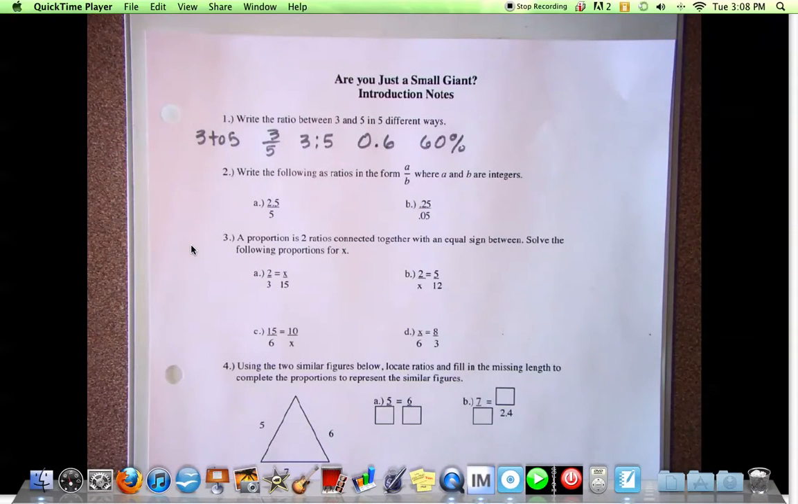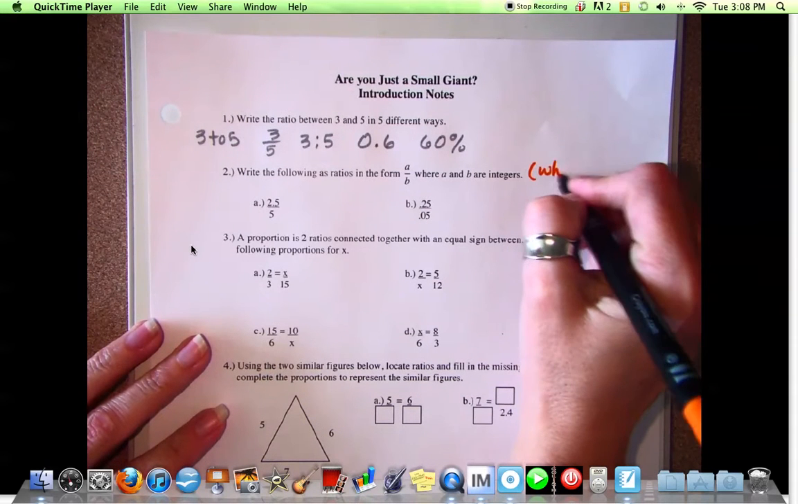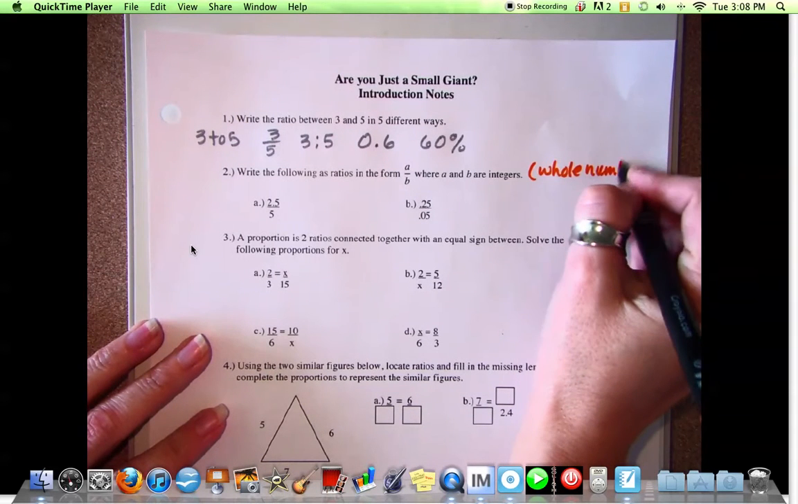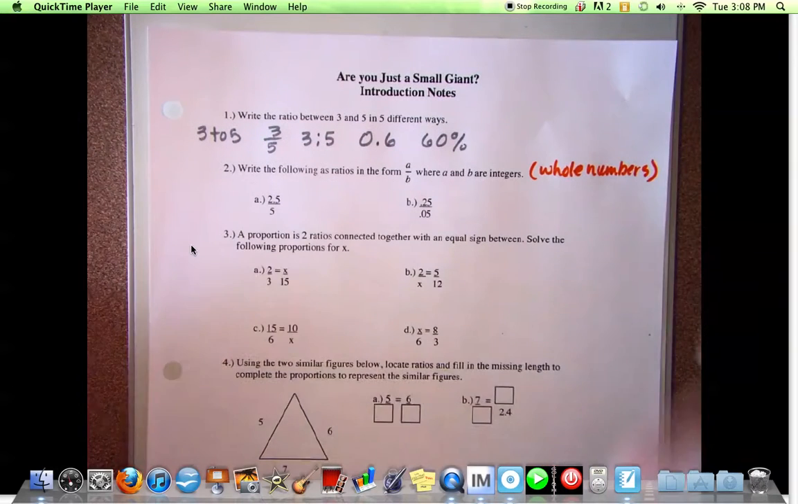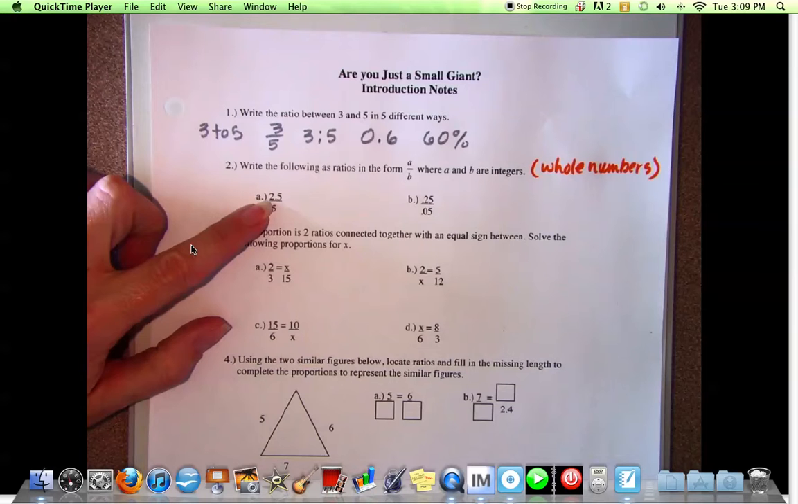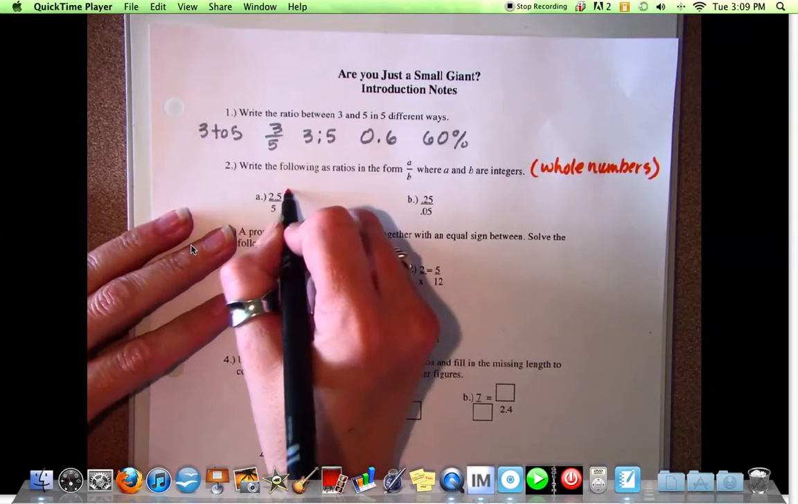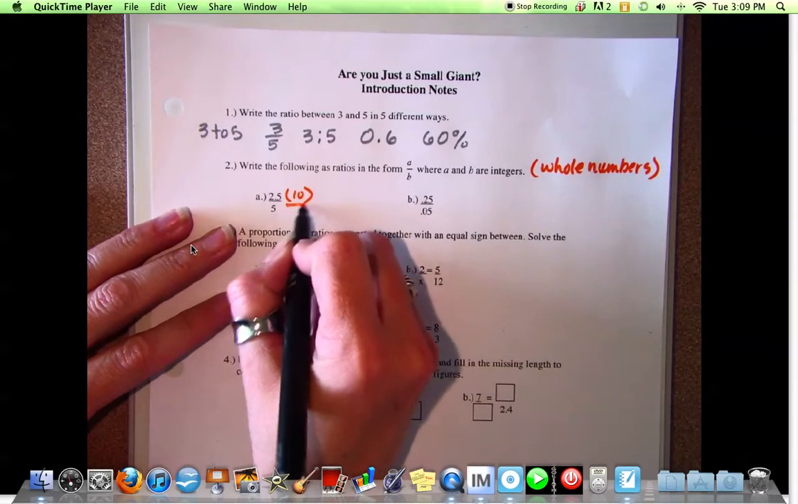Example 2, write the following as ratios in the form A over B, where A and B are integers. So we want whole numbers. There's a couple of different ways that you can do it. The easiest way is to move your decimal. And in order to move the decimal, you're multiplying by multiples of 10. We need to move our decimal one place here, so that means we need to multiply by 10. What you do to the top, you have to do to the bottom.